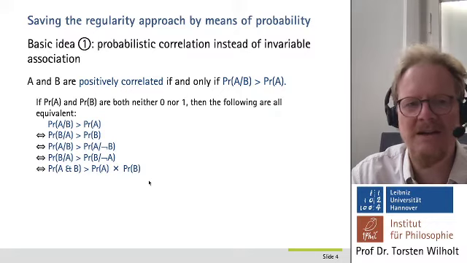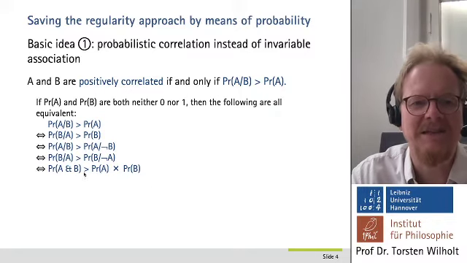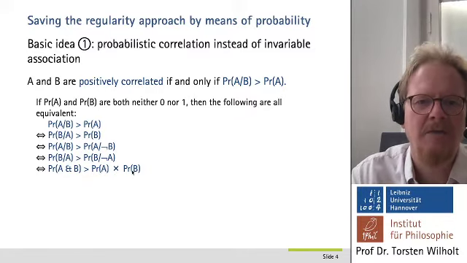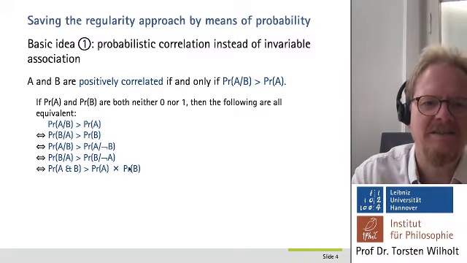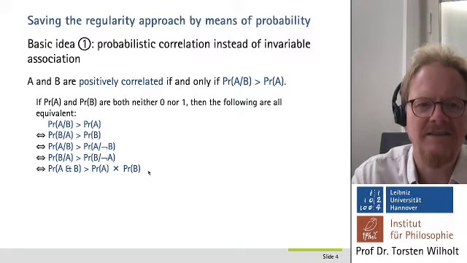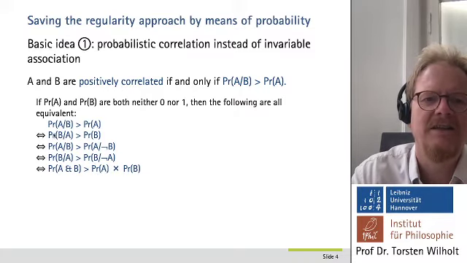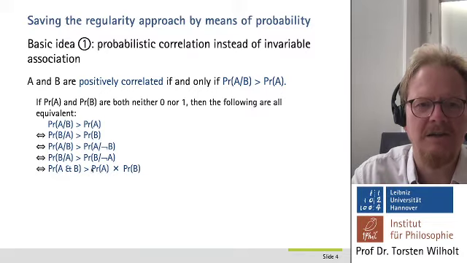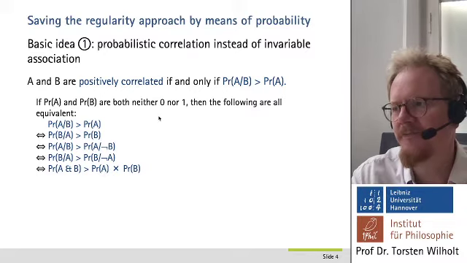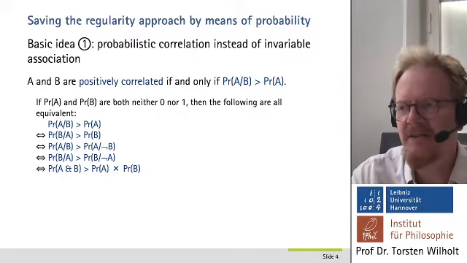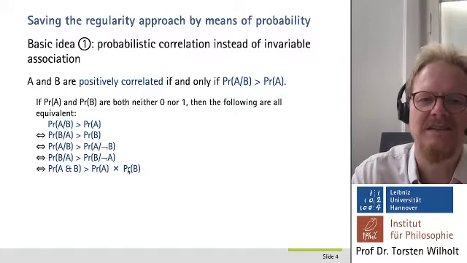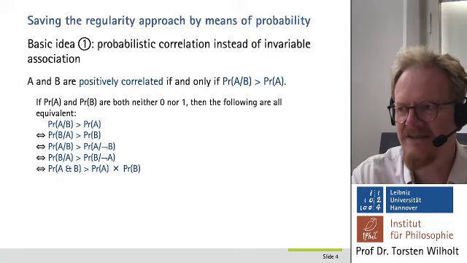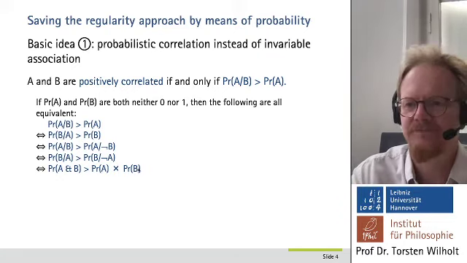And lastly, you can also say the probability of A and B is larger than the probability of A times the probability of B, which is also a way of articulating this. You can see that this inequality here is just this inequality divided by the probability of B. And because the probability of B is a positive number, that is, when it's larger than 0, those are equivalent.